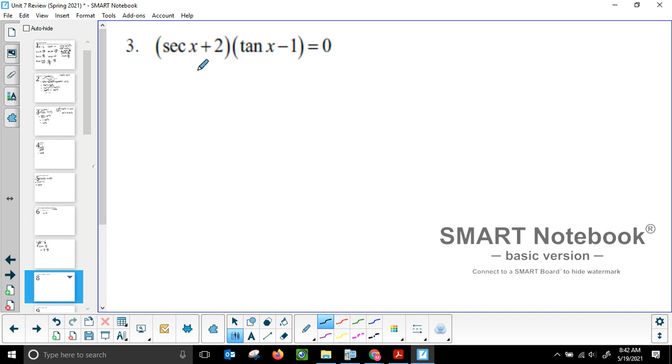All right, secant x plus 2 times tan x minus 1 is equal to 0. Now a lot of students make a mistake here. They actually try to multiply this out. It's supposed to be a lot easier than that. A lot of times when we're given an equation, we try to get it factored to help us solve the equation. This is already factored for us. So when we have multiple factors set equal to 0, you set each factor equal to 0 and solve.